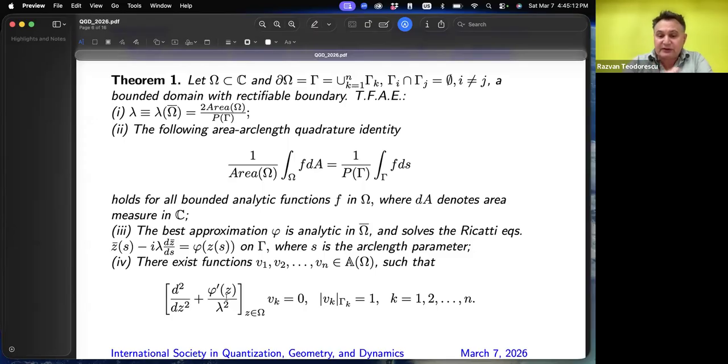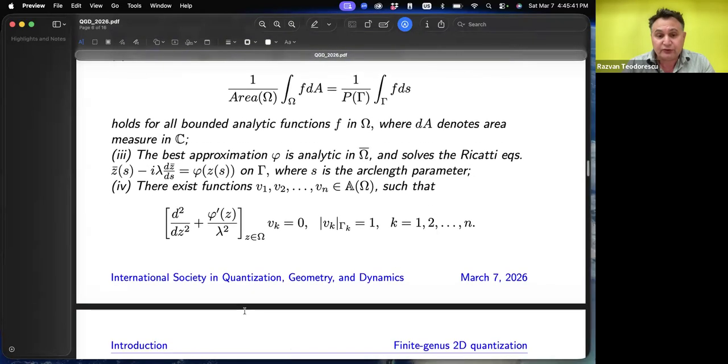So we start to convert these results back towards our quantization problem by the following observation. Given an equation of this type, like at item 4, it is a classical result of differential equations that for any two such solutions, let's say v1 and v2, the scalar term here, phi prime over lambda squared, happens to be equal to the Schwarzian of the ratio of those two solutions.